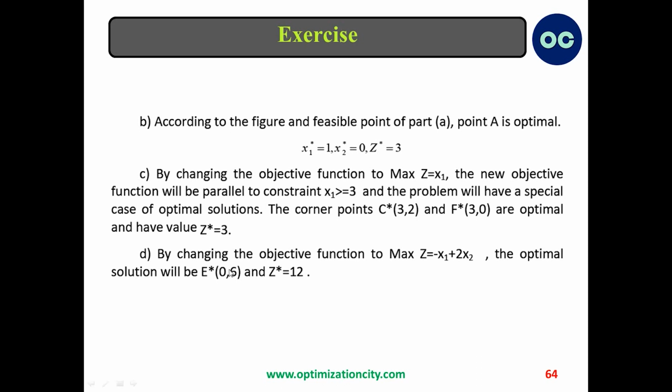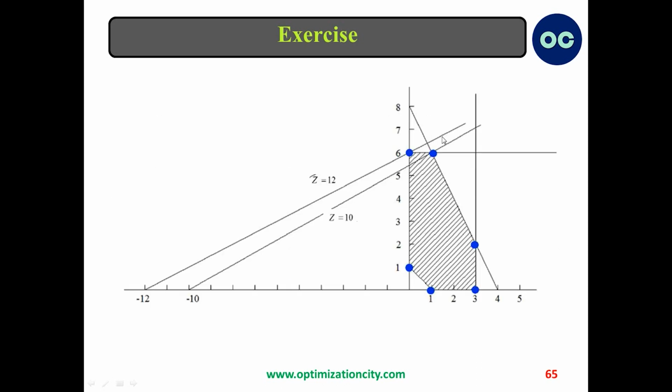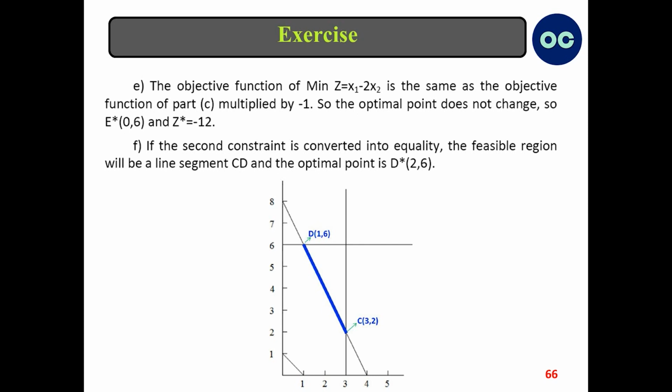By changing the objective function to this function, the optimal point would be E star and Z is equal to 12, which is shown in this figure. This is the optimal objective function. It happens at x1 is 0 and x2 is 6. The objective function is the same as the objective function in part D multiplied by -1. Therefore, the optimal point remains the same, which is E star, but the value of the objective function would be -12. So we have the same solution but a different objective function value.